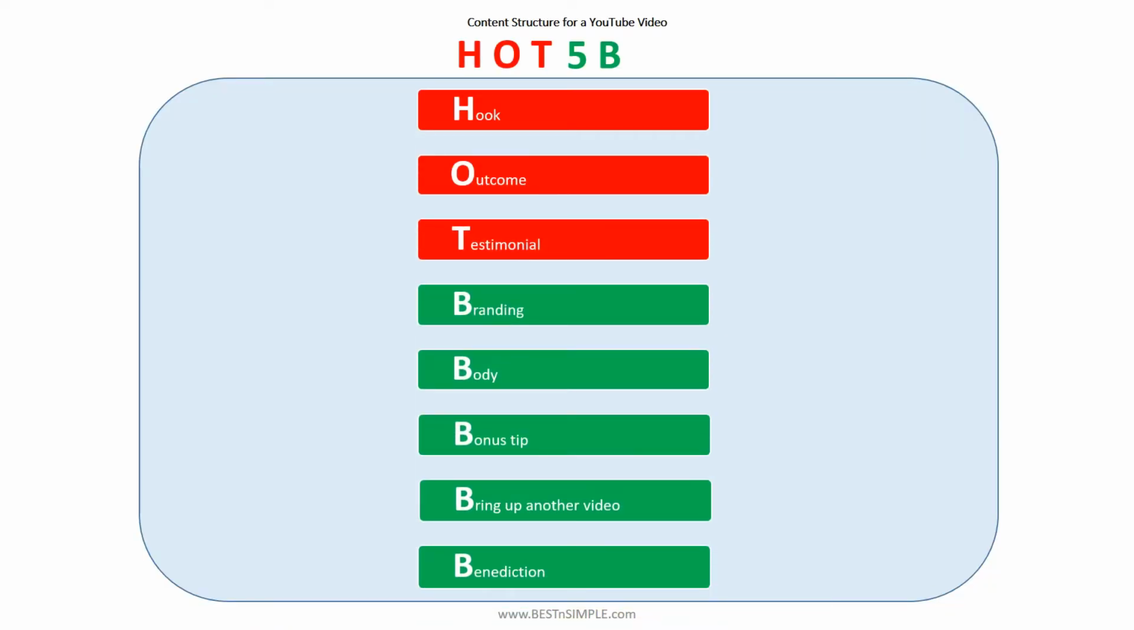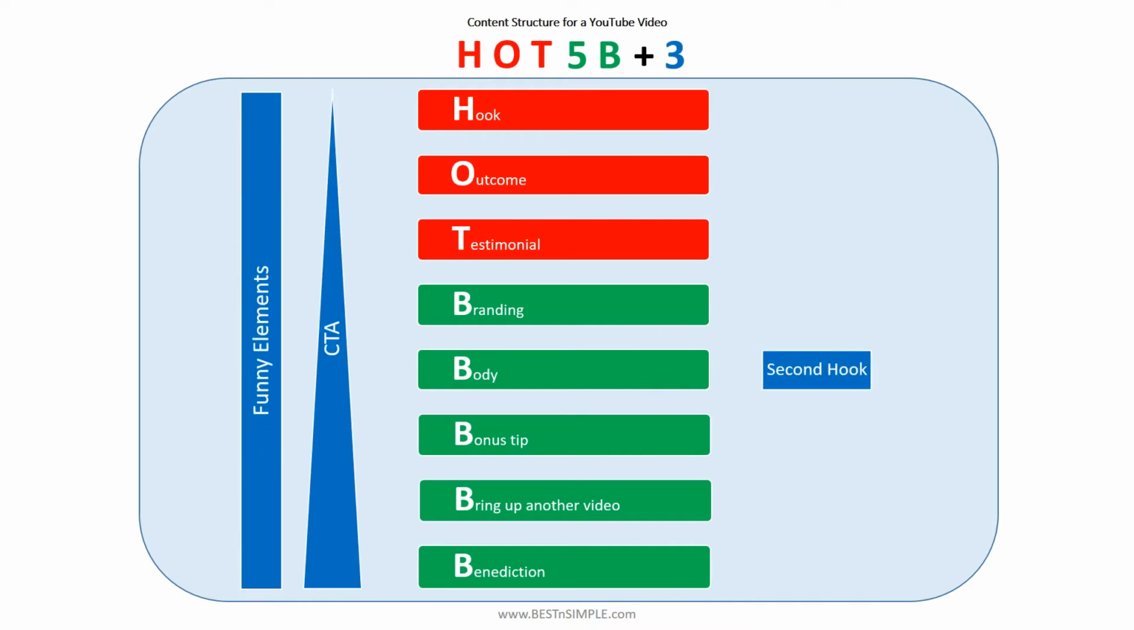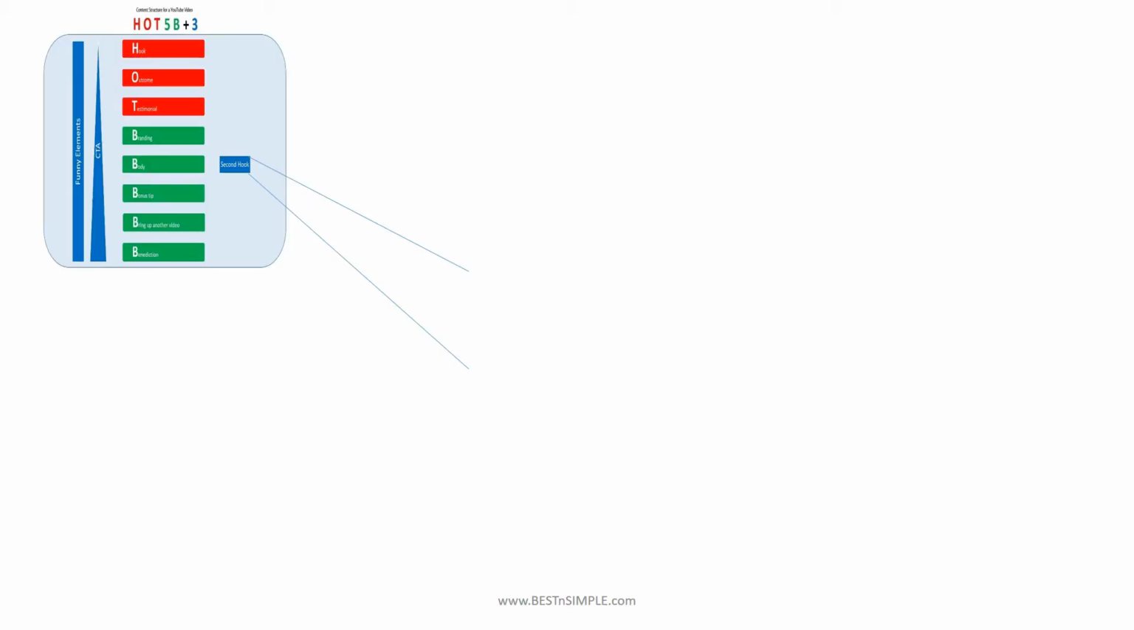So far, we have covered 8 sections of the content structure. For the next 3 parts, there is no specific order, and they can be used anywhere in the content structure that it makes sense. What are those 3 sections? They are call to action, second hook, and funny element. Let's start with the second hook. Sometimes you want to add a second hook somewhere in the body of your content to increase your audience retention till the end of your video. Basically, the first hook keeps them watching till the middle of the video, and the second hook is going to keep them watching till the end of the video.